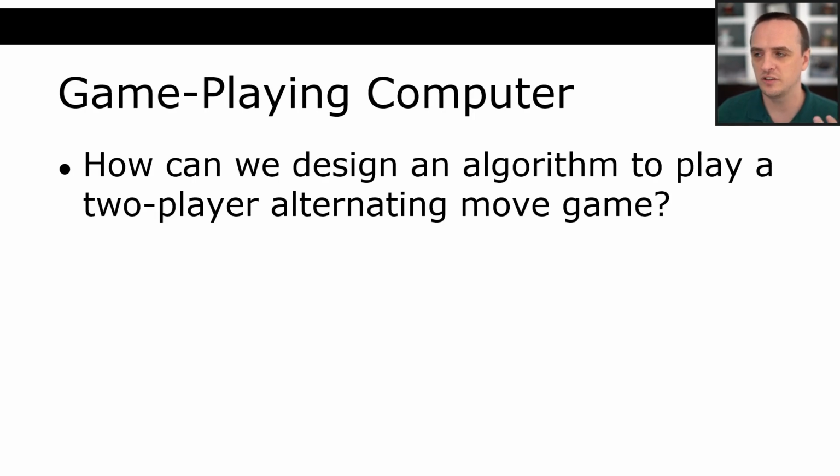So how could we design something like Deep Blue? How could we design an algorithm to play a two-player alternating move game? Well, there's a bunch of different things that we could think about. And maybe we'll go in different levels of complexity. So let's just think about different ways that we could possibly implement an AI for a game like this.